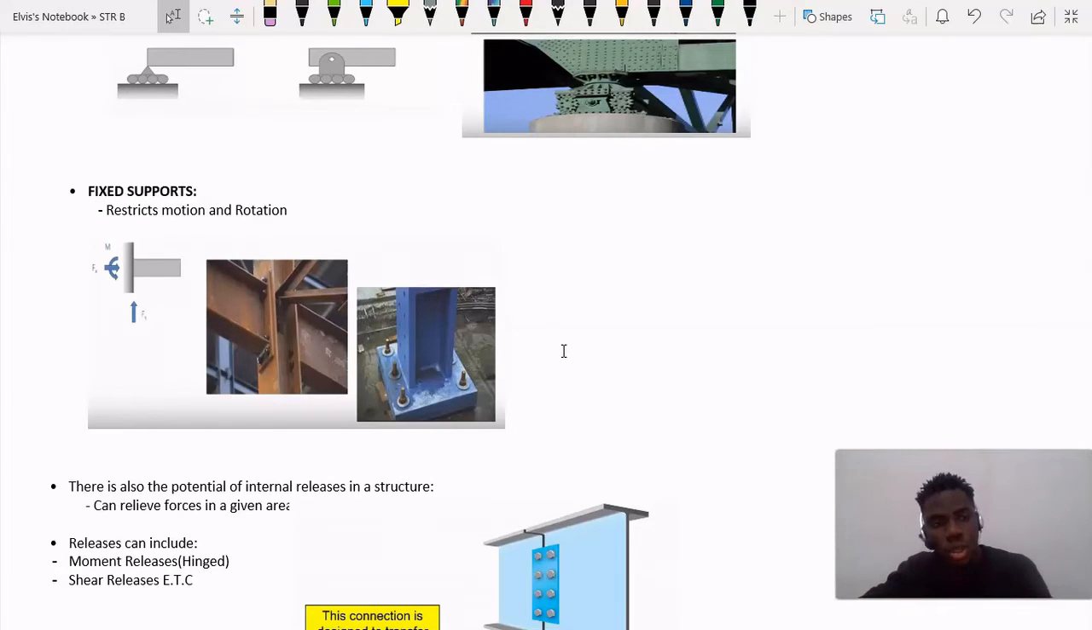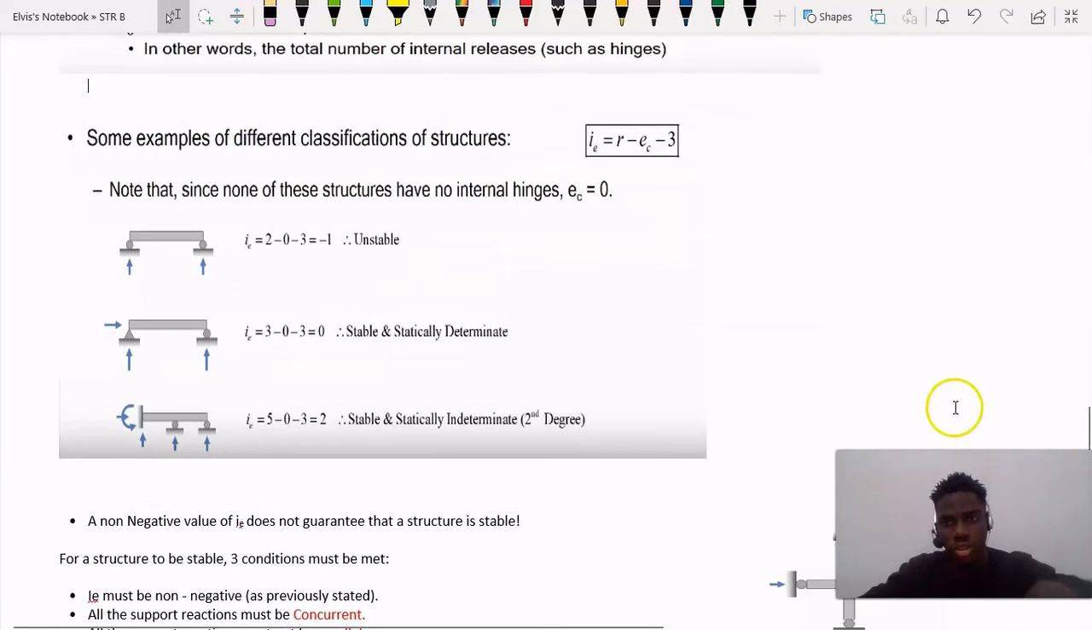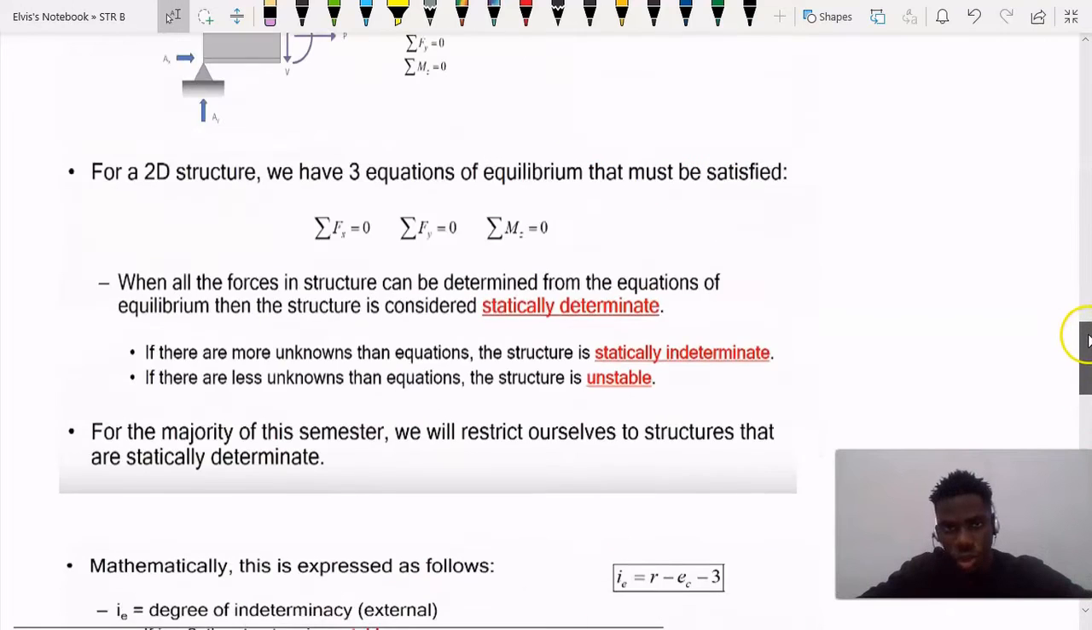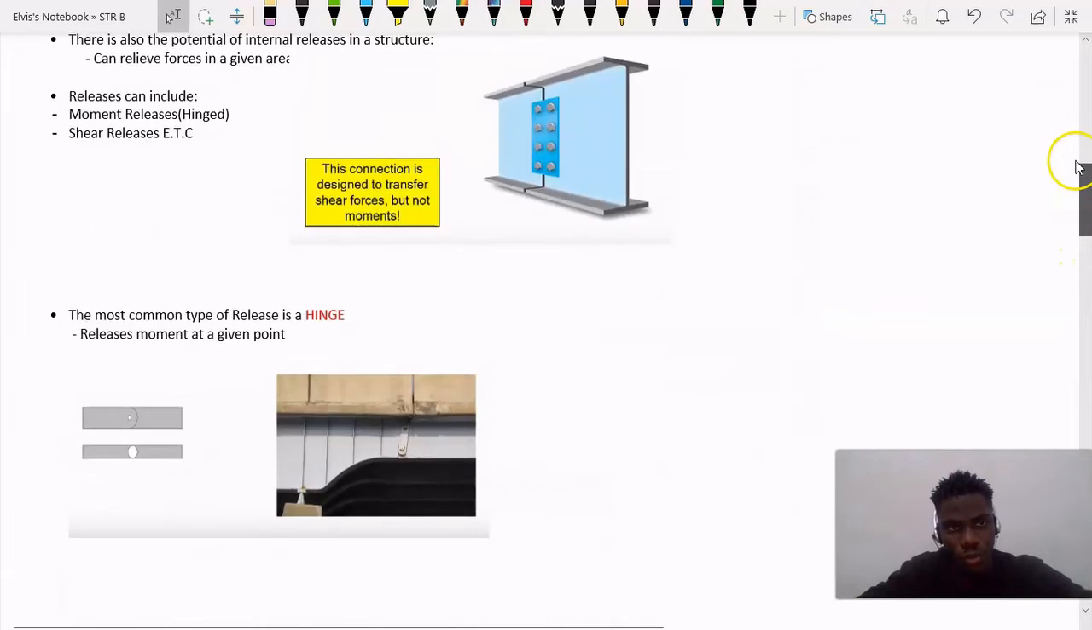Okay guys, so let's move to the next slide.